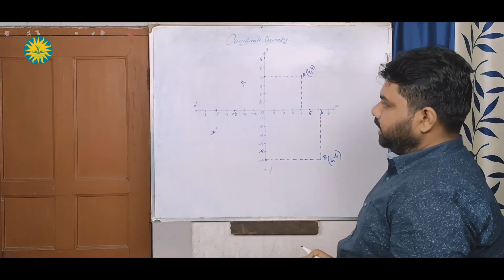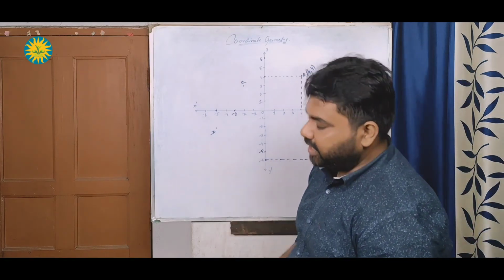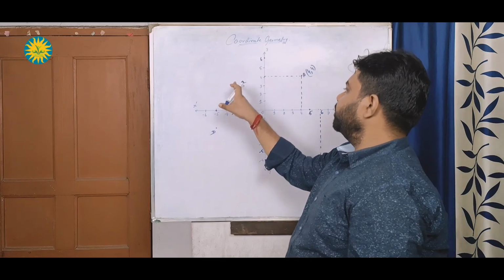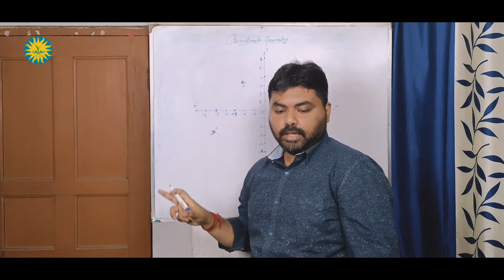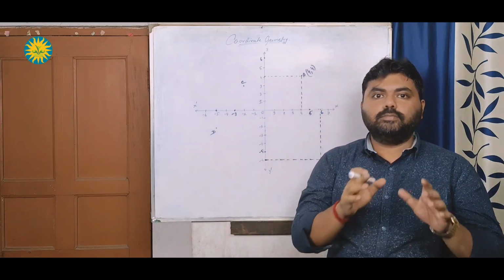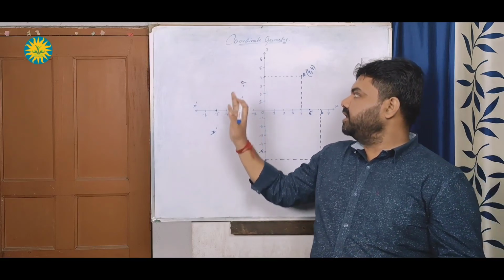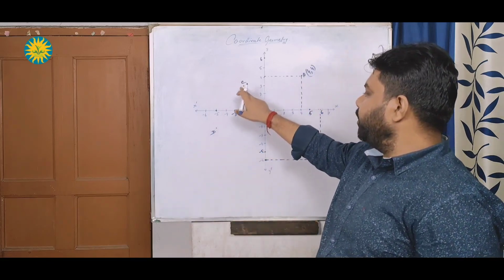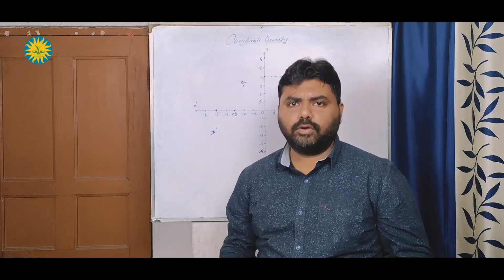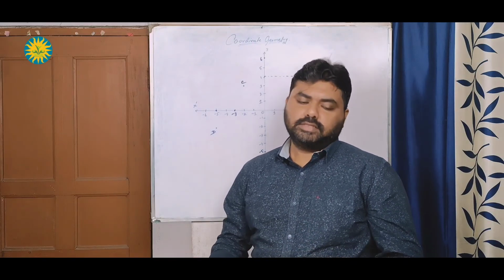Now we will have to find the position of C and D. I want to see this in our chat box. Just find the location of points C and D. This is all about the coordinate system. Okay, thank you, students.